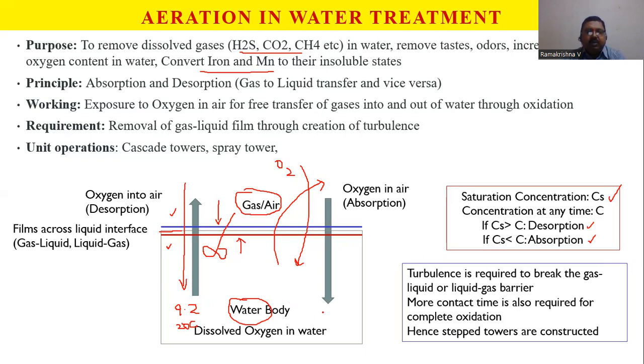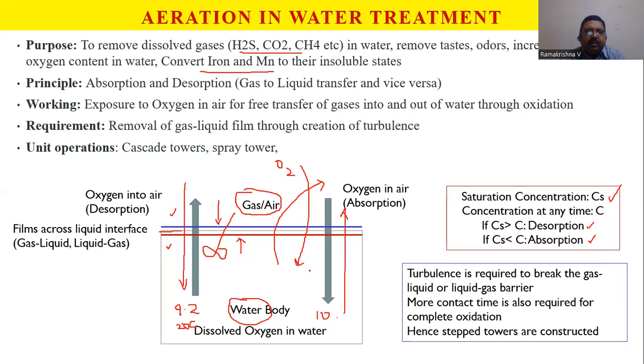Suppose the concentration in the water is 10 milligrams per liter at 20 centigrade. Then the concentration is more than the saturation concentration, so the excess concentration should be removed. Automatically it will go up. All these things will happen only when there is proper turbulence. If proper turbulence is there, the rate of transfer will be much faster. If the turbulence is not sufficient, the transfer will be very slow.